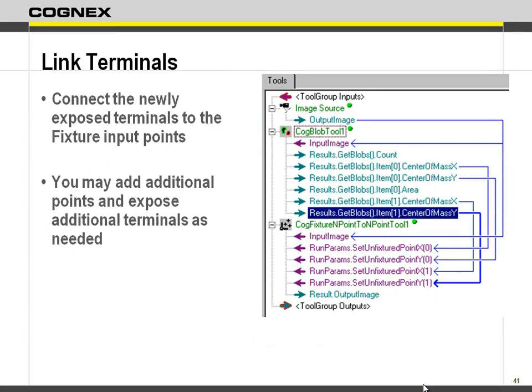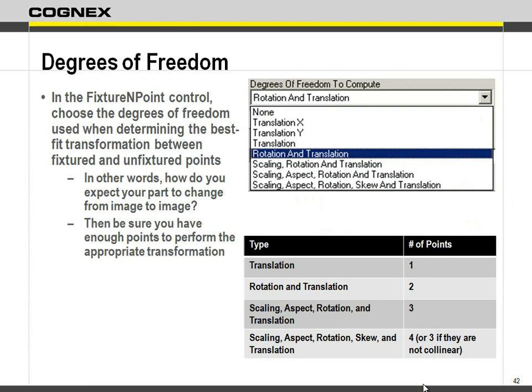Then we go into the tool itself, and we decide, well, what are the degrees of freedom we want to compute? And that makes sure that we have enough points. Because otherwise it's going to let us know, wait, you don't have enough points to compute that type of degree of freedom. If we're just doing translation, just movement, 1 point's enough, because it knows where that point is. If we need rotation and translation, we need 2, because 1 will show us where we moved, and then they need angle. If we want scaling, aspect, rotation, and translation, that's 3. And if we want scaling, aspect, rotation, and skew in translation, we need 4, though we can get away with 3 if they're not collinear. If none of them are collinear, then it actually derives what that 4th point is, and it pulls that out.